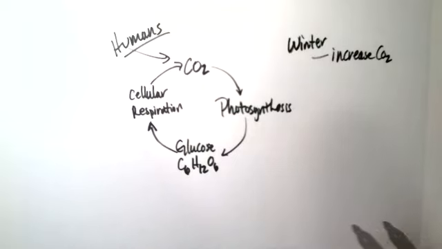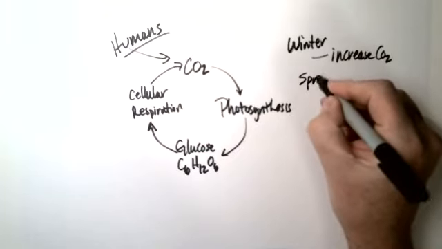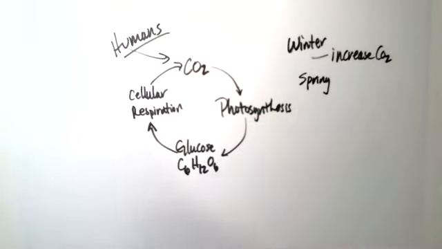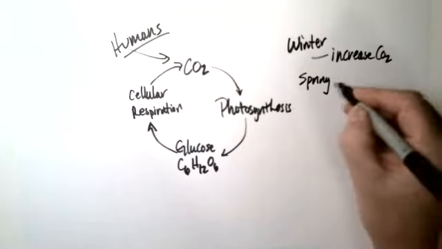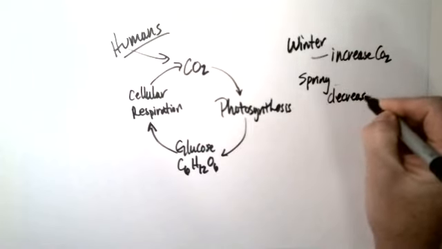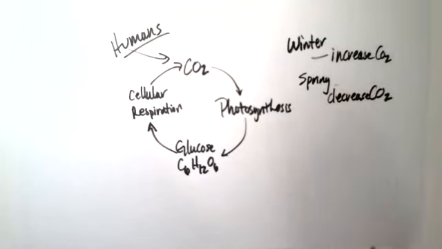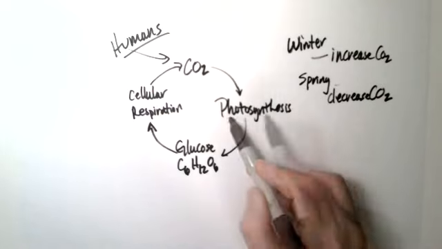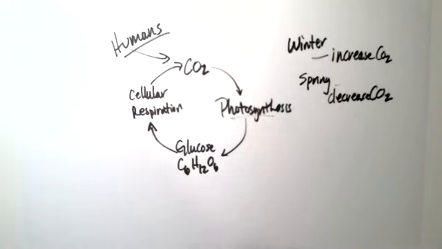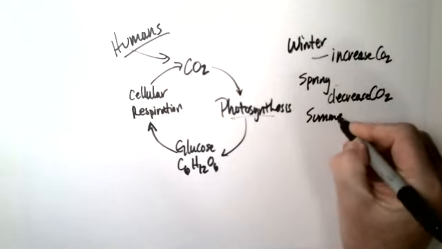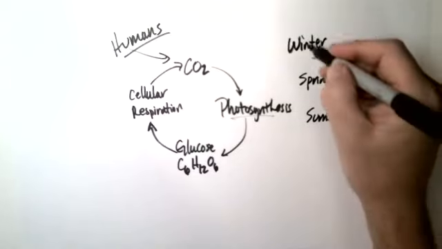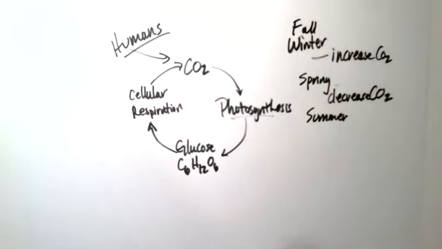So basically, you should see some kind of cycle. When spring hits and the plants come out of hibernation, if you will, come back to life, start producing leaves, start increasing the amount of photosynthesis they do, we should see a decrease in CO2 in the atmosphere because photosynthesis is ramped back up. The plants are starting to pull more carbon dioxide out of the atmosphere. So your spring and your summer months should show a decrease, and then your fall and your winter should show an increase in carbon dioxide.